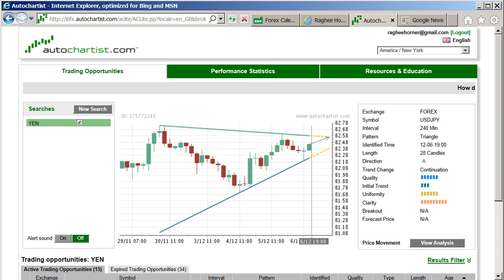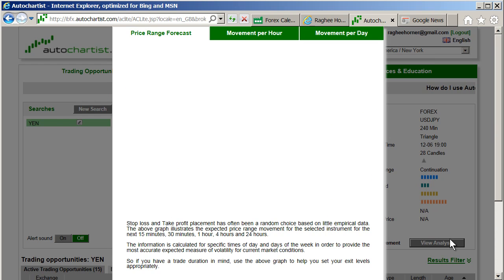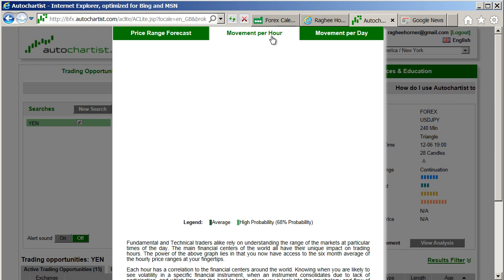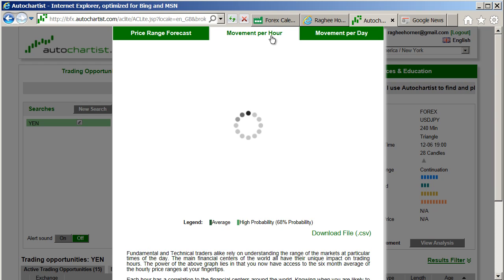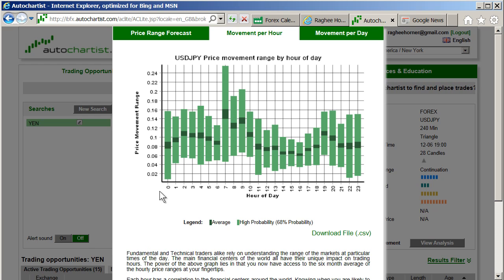So if I were to break down the movement of the dollar yen here, and I'm going to go to the movement per hour study within Power Stats, you'll notice that the 24-hour trading day, starting with 0, which is midnight, going all the way to 2300, which is 11 p.m., this is actually breaking down each individual hour and giving you an idea of what the pip movement range is like. So each one of these individual bars has a band over it. So each one of these green bars has a dark band over it.